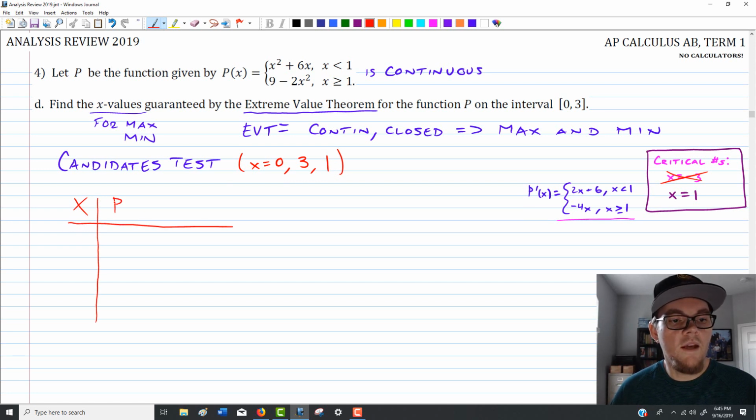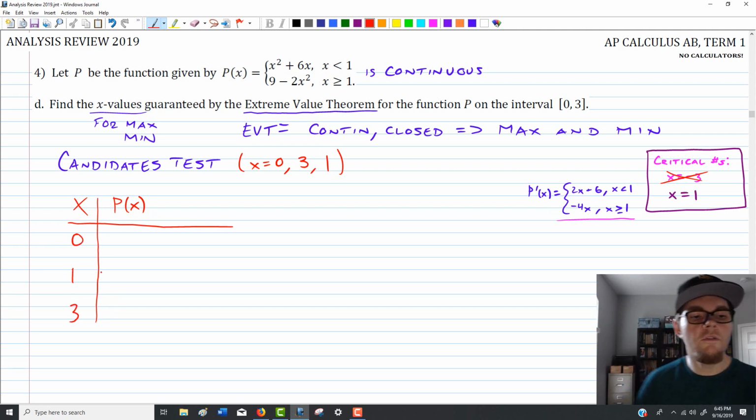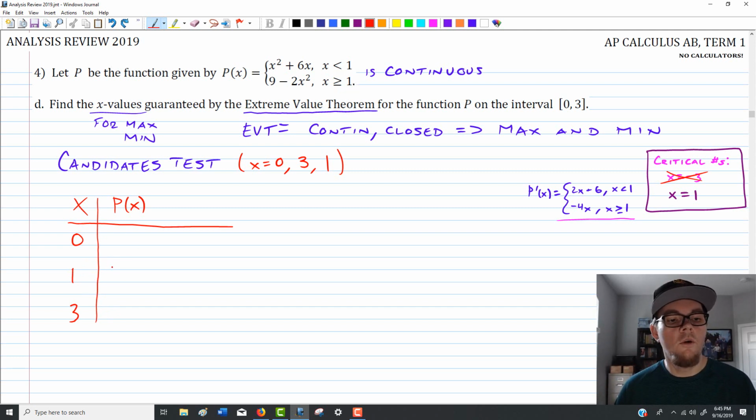of course we've got p of x as our function here. We're going to look at the endpoints and our critical value. So first of all, if we plug in 1, we've done that a few times, we're going to use this first branch. We're going to get 9 minus 2 times 1 squared, which is 9 minus 2, or 7. So there's a candidate. That could be our highest y value, it could be our smallest.